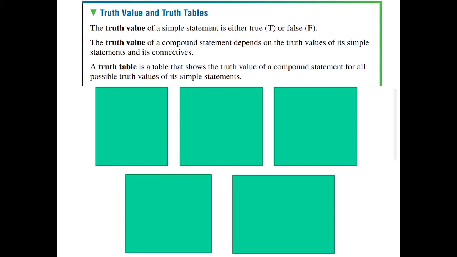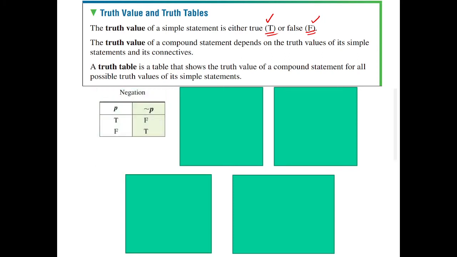Now, let's focus on truth tables. The truth value is either true or false. So, when I ask you, what is the truth value of this statement? The answer is only true or false. That's the only answer I accept, class. Then the truth value of a compound statement depends on the truth values of its simple statements and its connectives. Later on, we will have an example on that. A truth table is a table that shows the truth value of a compound statement for all possible truth values of its simple statements. Before giving examples about truth tables, you should remember these concepts. This is the first concept that you need to familiarize.